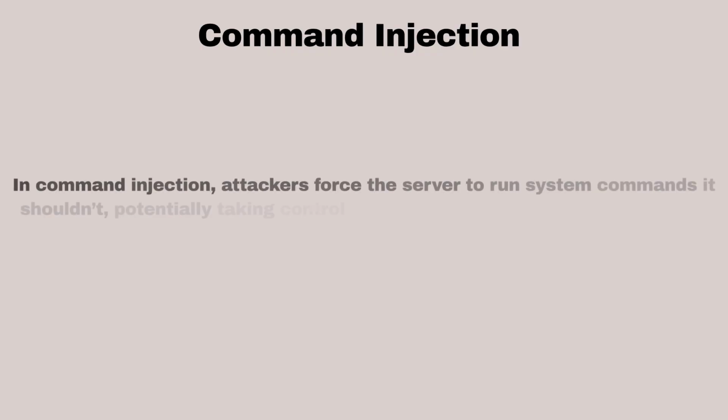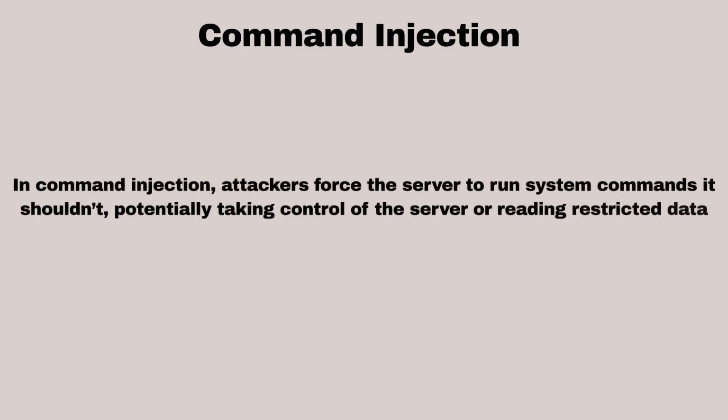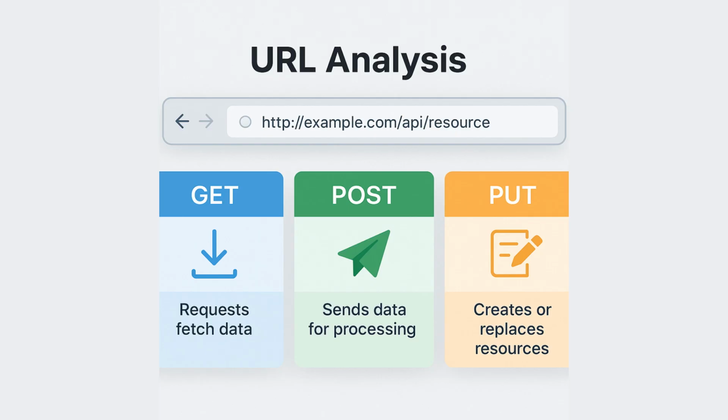In command injection, attackers force the server to run system commands it shouldn't, potentially taking control of the server or reading restricted data. Alright, let's talk about URL analysis. Many attacks hide malicious payloads in URLs. When defending web pages, understanding how URLs and HTTP requests work is key. Let's learn the popular ones.